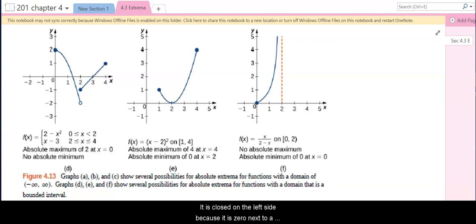It is closed on the left side because it is 0 next to a square bracket. The right side, however, is open because we have a round parentheses near 2. This means that as x approaches 2 from the left side, it could go off to infinity. This fails to prove that there has to be an absolute maximum, and in fact, in this graph, there is not. There is an absolute minimum, but because the region is not closed and bounded on both ends, it's not guaranteed. Now let's look at the first 2 graphs.